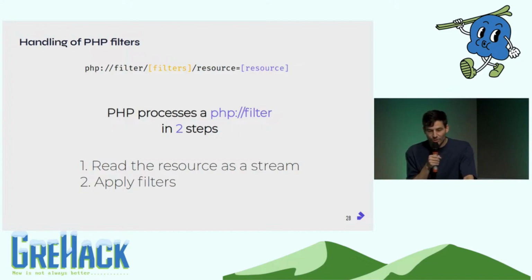And now we can jump onto a PHP filter and understand how it works. Again, it's very simple. I've simplified it a lot, but as it stands, it's pretty simple. So we have a two-step process. The first, it will read the resource that you indicate as a stream, and then it will apply filters that you have indicated as well, one by one on the stream.